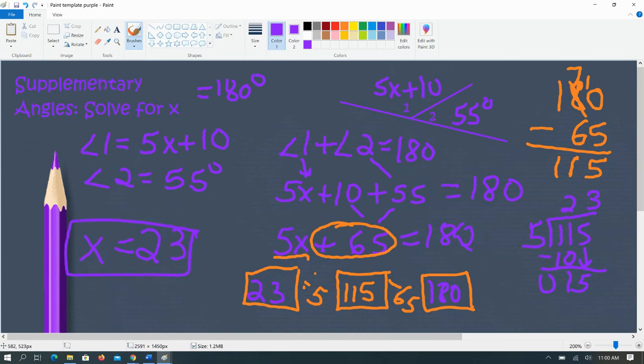And so that's how we solve for x. So remember, no matter what it gives you for angle 1 and angle 2, remember that if you add them together, they equal 180 if it's a supplementary angle.